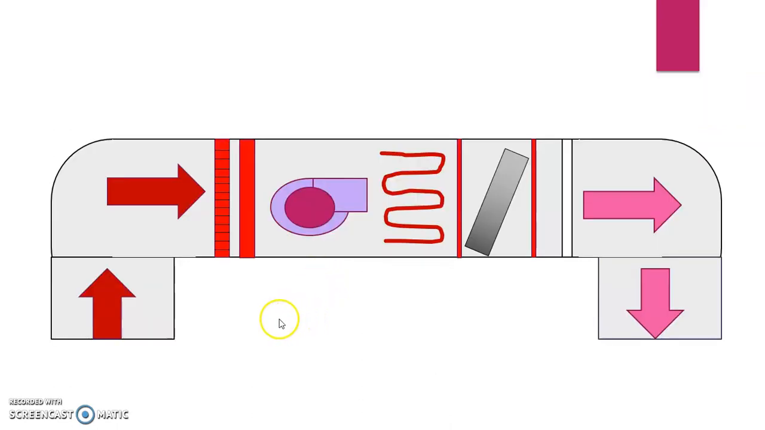This is one example of ducting that is connected to the AHU. This part will be the AHU. This part will be the return ductwork system, which carries the return air coming from the building, from the space, to the AHU. And meanwhile, this is our supply duct.